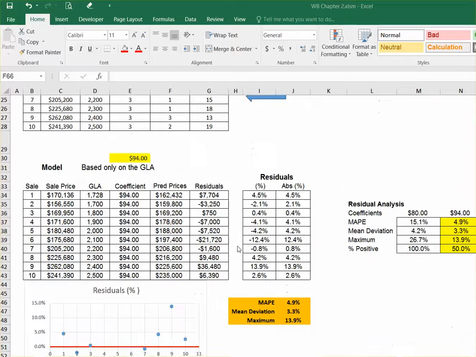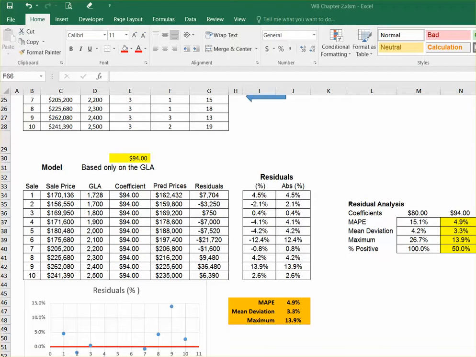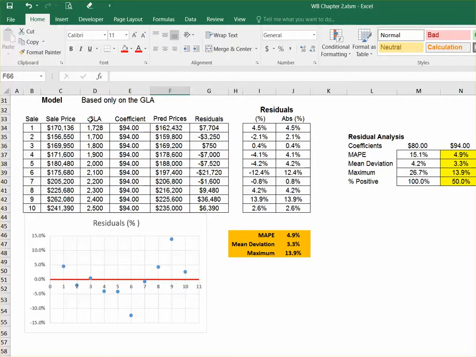After that, we went down and we made a model, and we did a very limited model. I think the last thing we landed on was $94 a square foot for the gross living area, and this was an extremely limited model because we only used one variable.